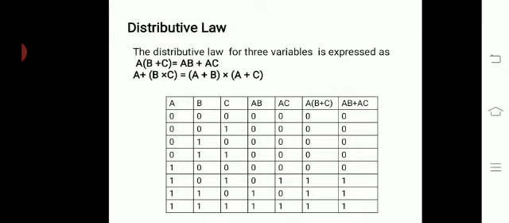The below table shows there are three variables A, B, C. Again we divided into A into B, A into C, again A multiplied by B plus C, and AB plus AC. In the same situation, we have to calculate the above function, and the output is the same: A into B plus C and AB plus AC. This is the distributive law concept.